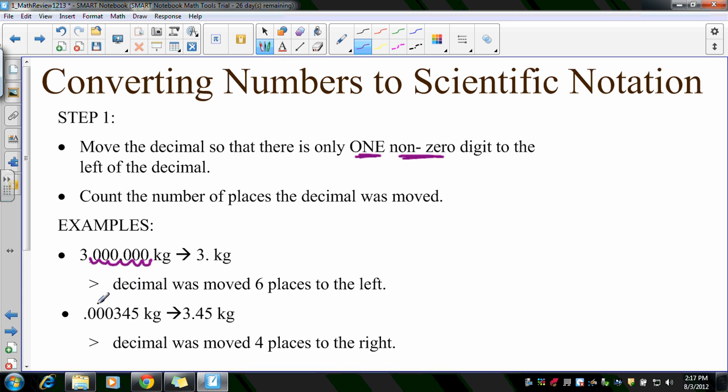Now, for very small numbers, we need to do the same thing. So if we start from left to right, our first non-zero is 3. Wow, 3 again, huh? So we're going to jump our decimal point. Here we actually have one. We're going to jump it 1, 2, 3, 4 to get 3.45. So we moved it 4 places to the right. Now, what do we do with these zeros?